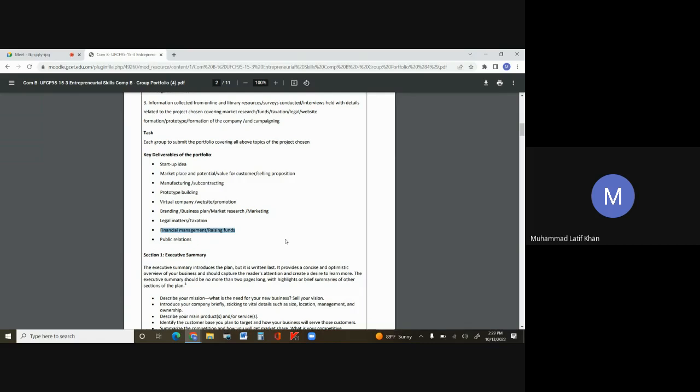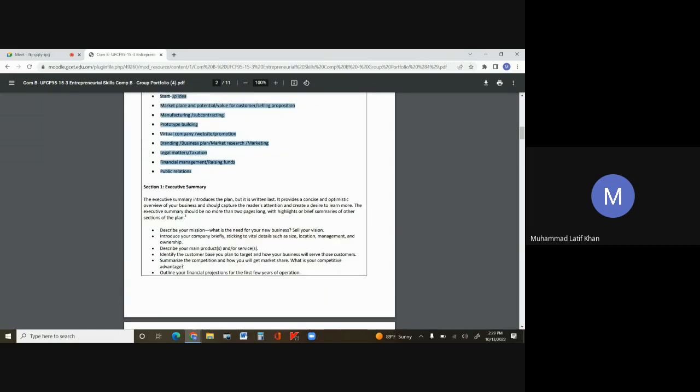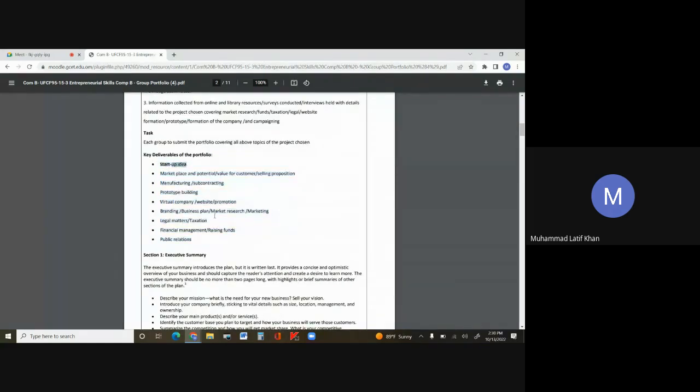Any public relations? Do you have an HR department? Do you have strategies to attract the public, our customers, our stakeholders? So you need to cover all these 10 points in your project. If you miss one of them, you will lose marks, because your marking criteria is based on these 10 points. So it is very important to write about all these 10 points. I have explained all these 10 points over here.